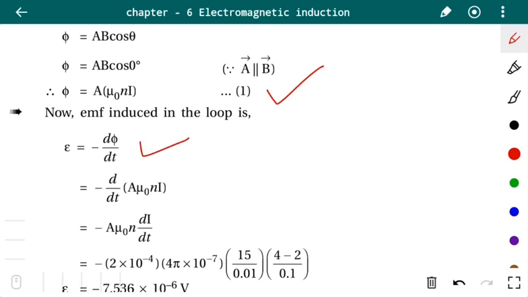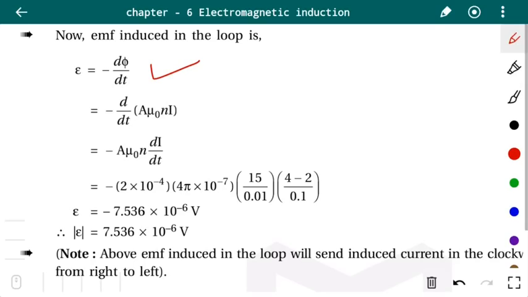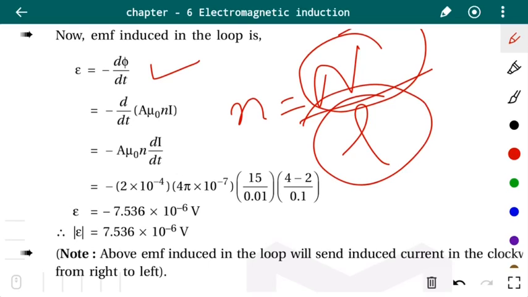Now using the equation of the magnetic flux in the induced EMF equation, that is epsilon equals minus d phi by dt. So minus d by dt into phi, that is A mu 0 n I, and here small n is nothing but the number of turns per unit length, that is N by L, and N we are having 15, L is 0.01 meter.